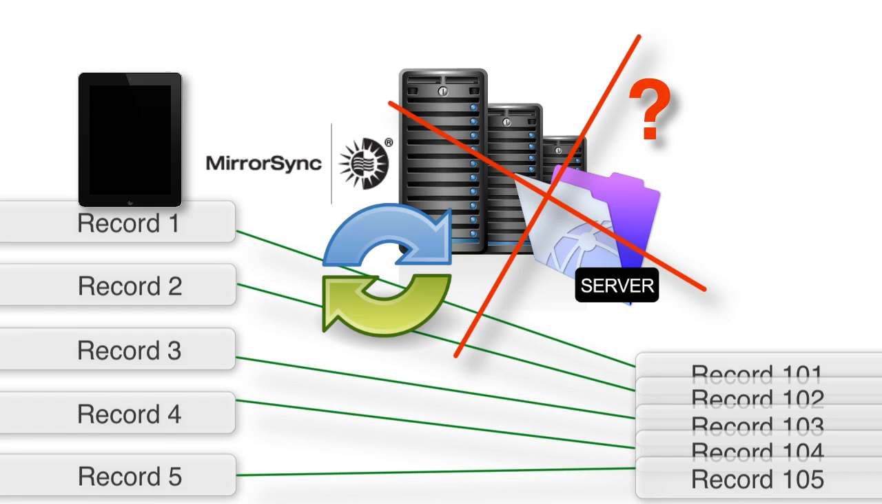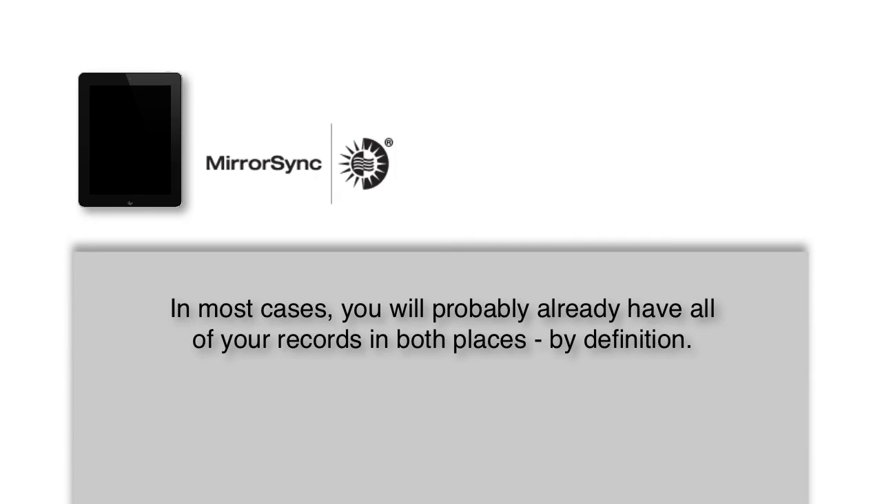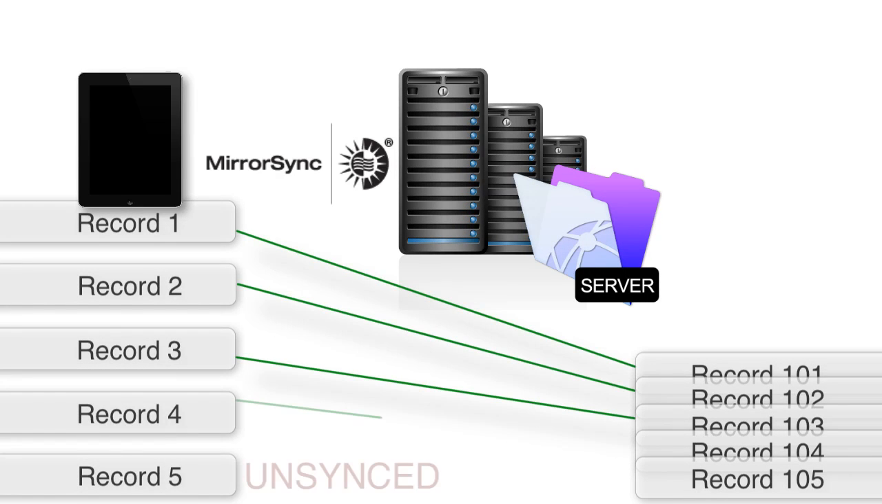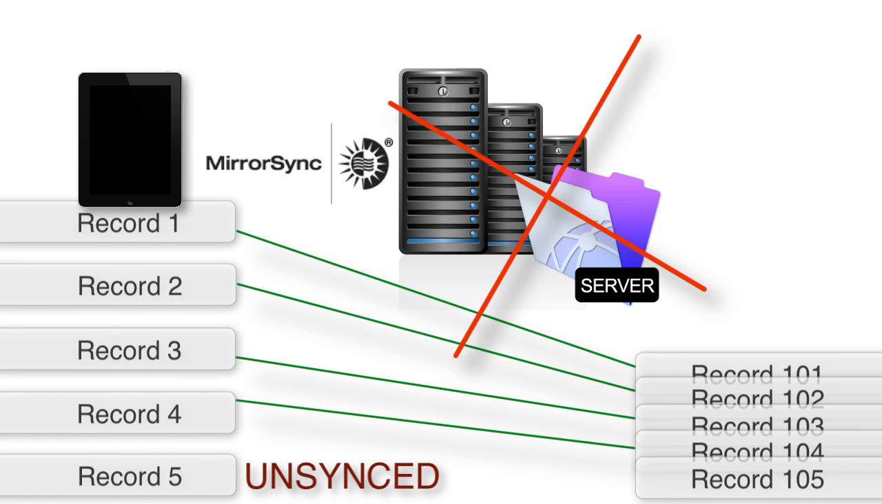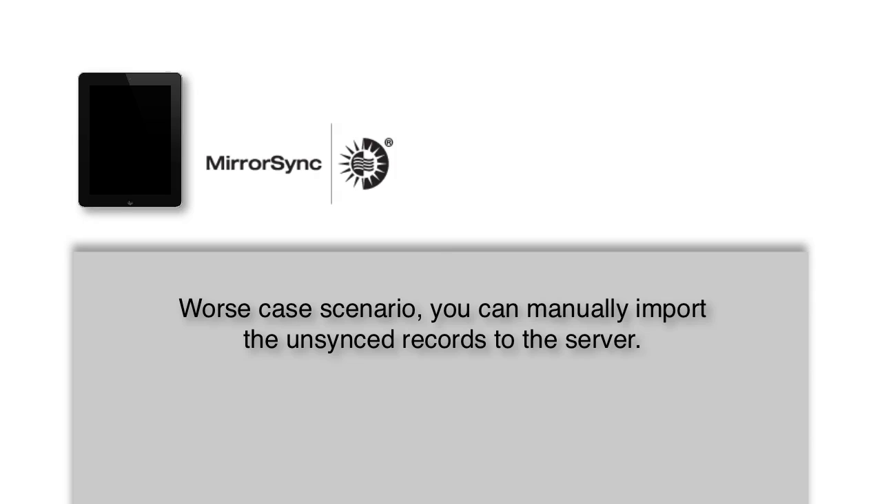Then what happens? Well, MirrorSync is in a unique situation because it's a sync tool, which means that in most cases you'll already have all of your records in both places by definition. Where it might be an issue is if you have some unsynced changes that you haven't gotten to yet and your server exploded. In that case, yes, you would want a backup of that internal database to restore. But even if you didn't have the backup, it's not a catastrophic situation, because worst case scenario, you would just manually import those records onto the server, not using MirrorSync, and they would just get assigned the new serial numbers, and then you would get a new fresh offline file.